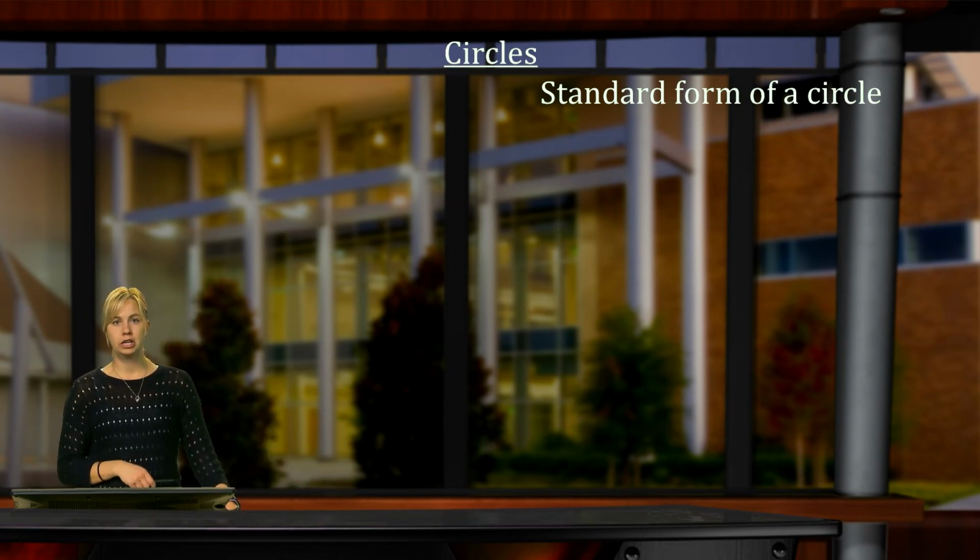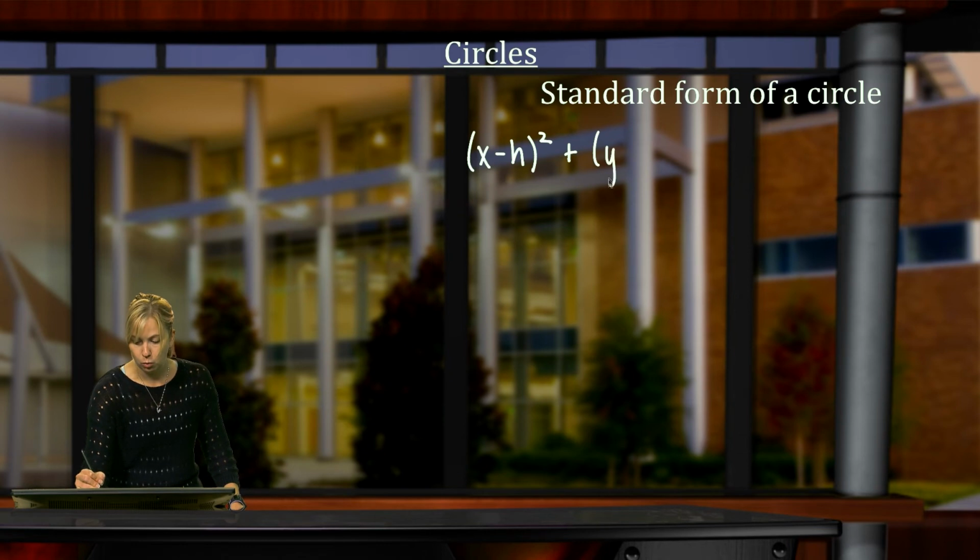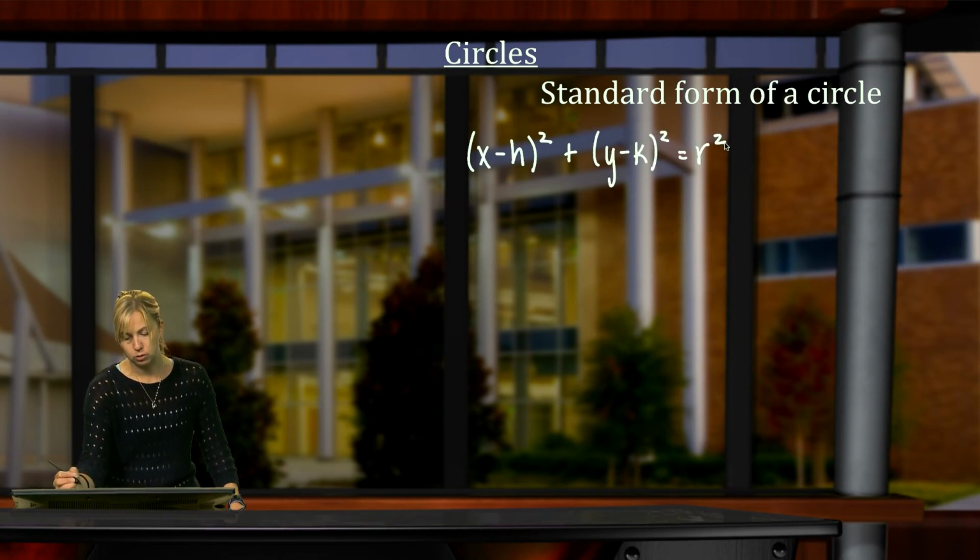Next, we're going to shift gears and talk about circles. Circles is a unique topic. It's one of the first conics that we learn about. And if you ever take a course in pre-calculus, you'll learn more about circles. But just to introduce them briefly, the standard form of a circle is x minus h squared plus y minus k squared equals r squared.